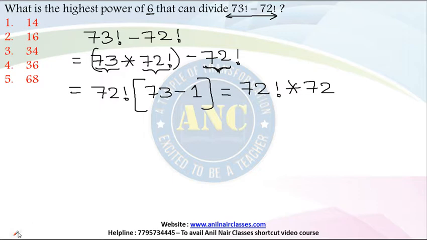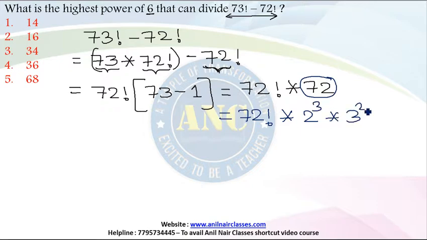Now think a little logically, sir. Again I told you that you should express every natural number as a power of prime base. 72 is nothing but 8 into 9. 8 is nothing but 2 cube, into 9 is nothing but 3 square, right? Now 72 factorial, I need to express it as power of prime base. First of all, which highest power are they asking?